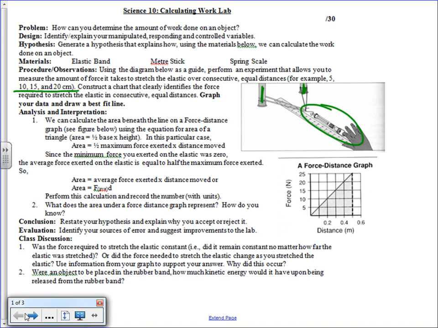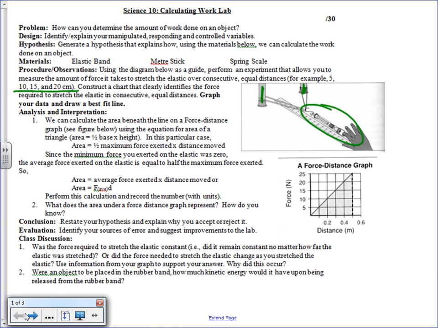In the analysis part, you're going to calculate the area beneath the line on the force-distance graph, using the equation for a triangle, obviously half the base times the height, so half of the maximum force exerted, and so on. So the area here is going to be our average force multiplied by our distance moved. Essentially it's force times distance. And then for question number 2, what does the area under the force-distance graph represent, and how do you know? That's the most important question, obviously.